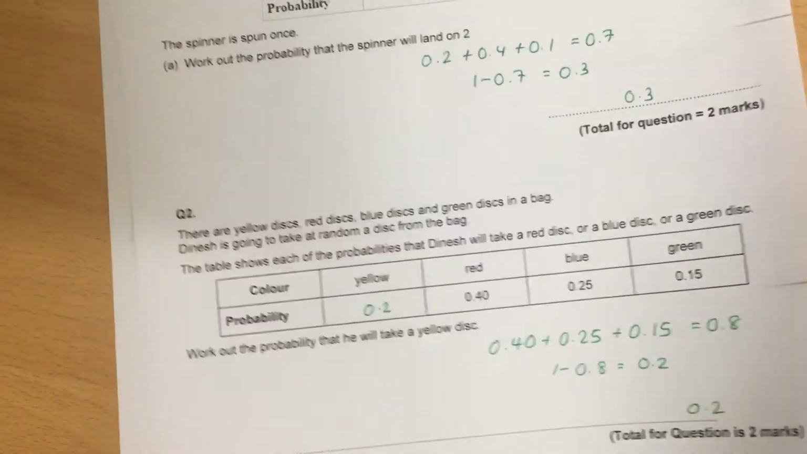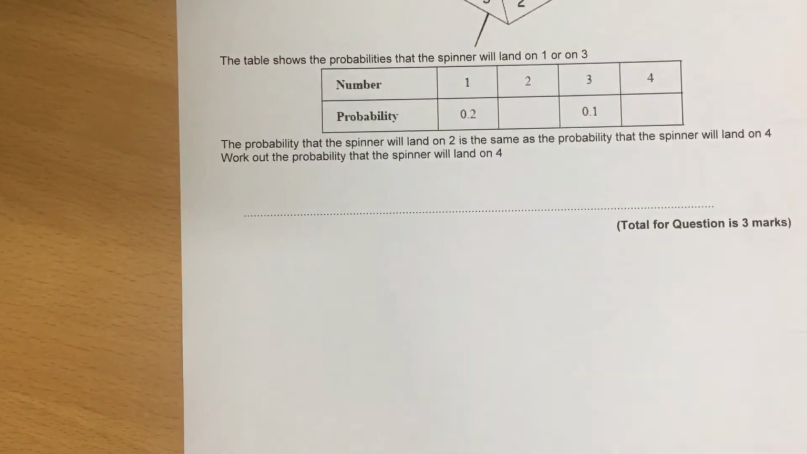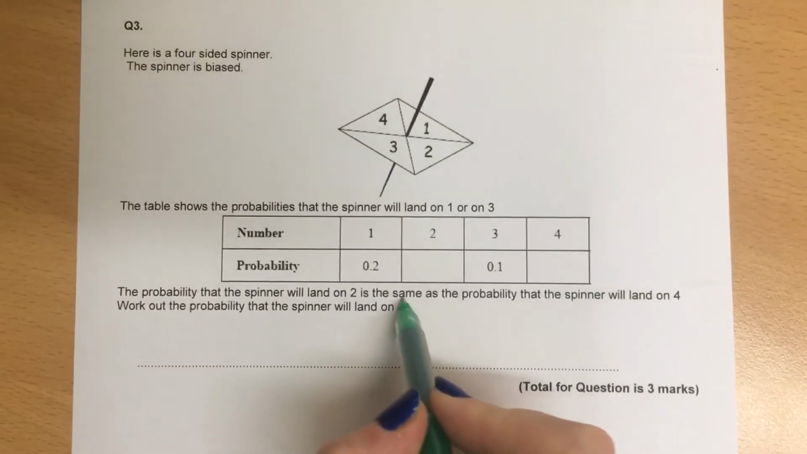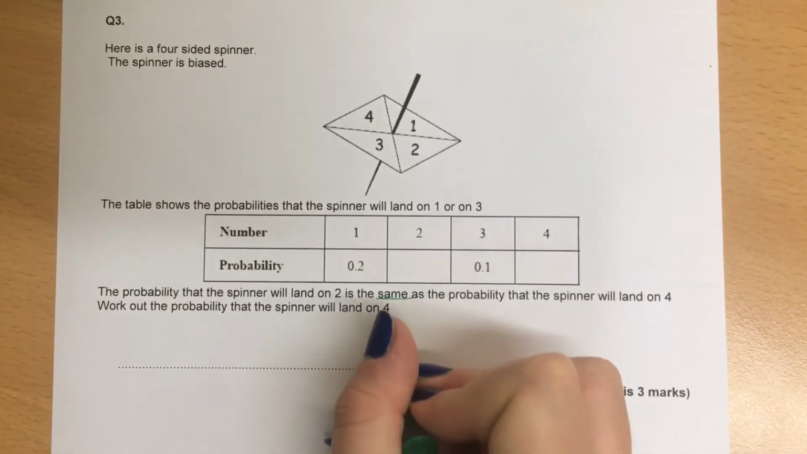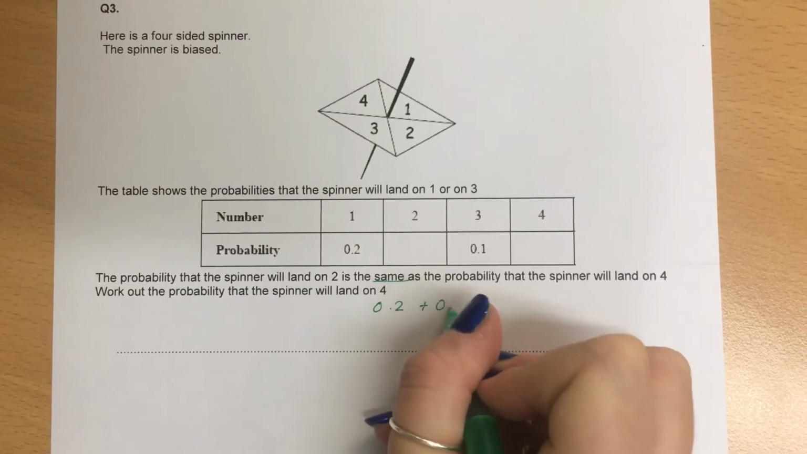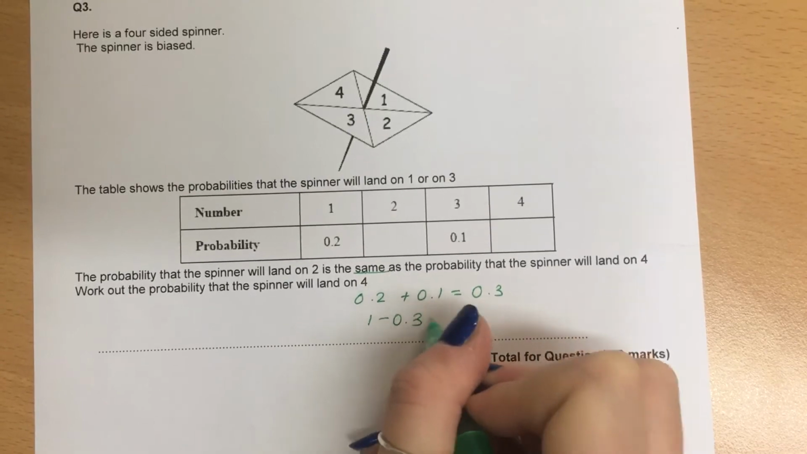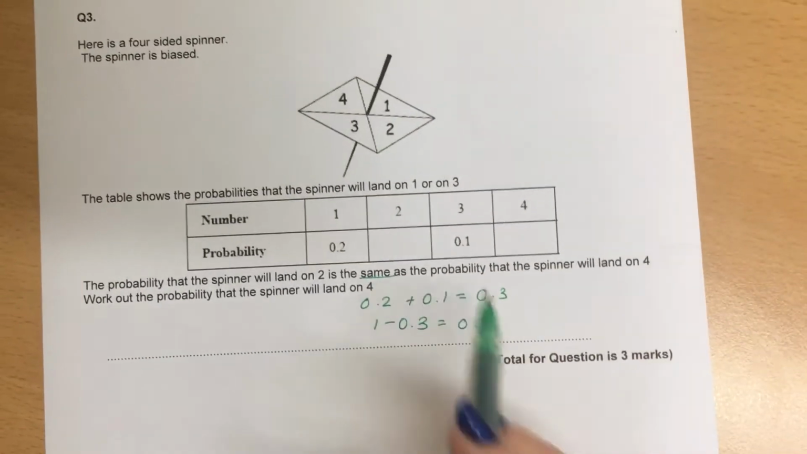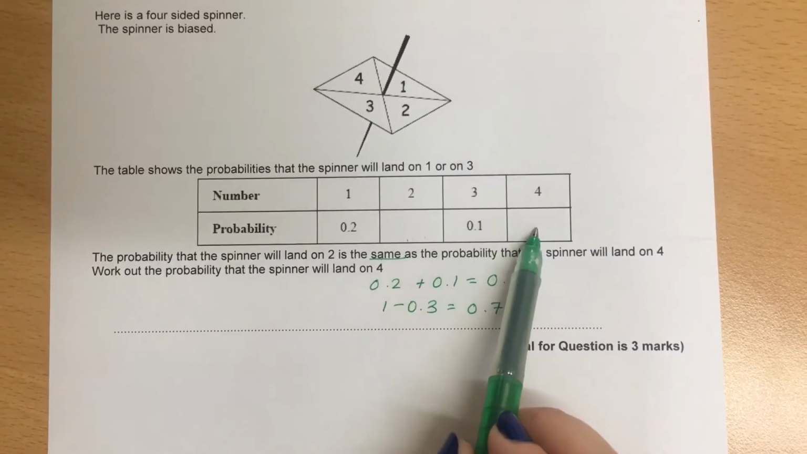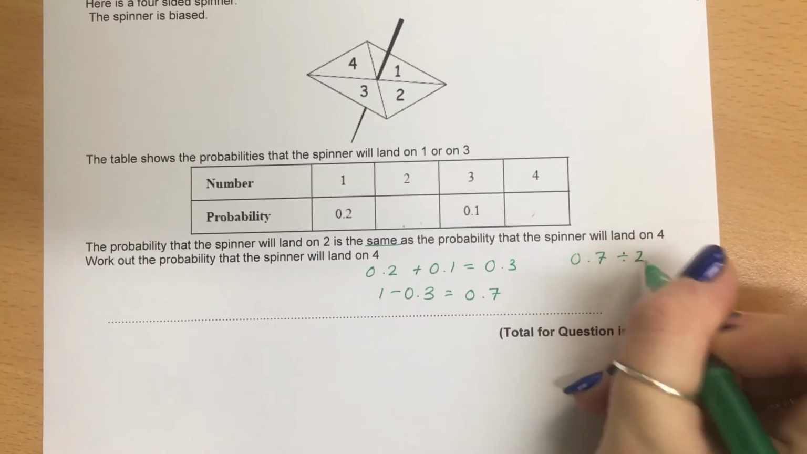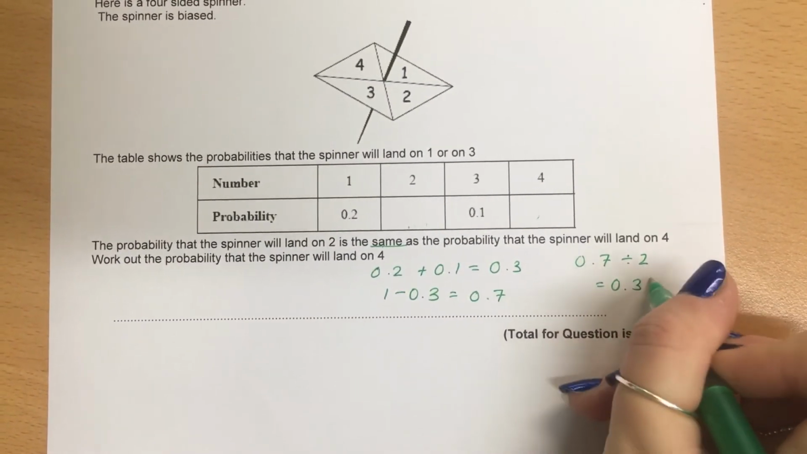And the last question, the probability of landing on a 2 is the same as it landing on a 4. So first things first, 0.2 add 0.1 is 0.3. Subtract it from 1 and you get 0.7. So these two add up to make 0.7 and they're the same. So we can divide 0.7 by 2 to work out what one of them is, and you get 0.35.